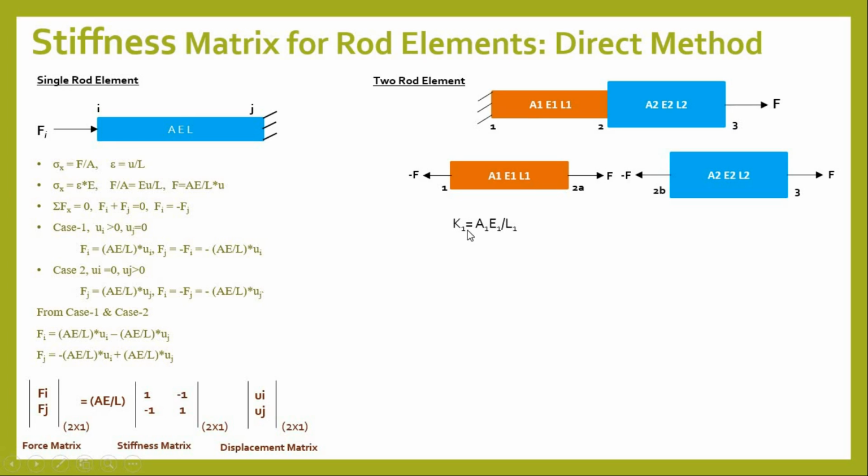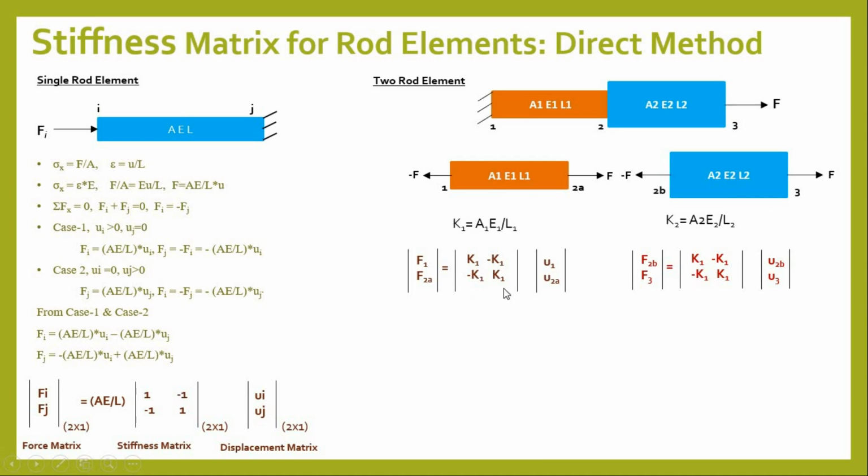Similarly, we find these terms from the stress-strain equation, as we saw for the single rod element. So we get the stiffness matrix, or the force is equal to stiffness into displacement, like this. Here K1 is equal to A1 E1 by L1, the term we discussed earlier. Similarly for the other rod we get a similar matrix. Now we merge these two matrices by summing them. We add the forces F1, F2A plus F2B, and the last one is F3, and from that we get this matrix.